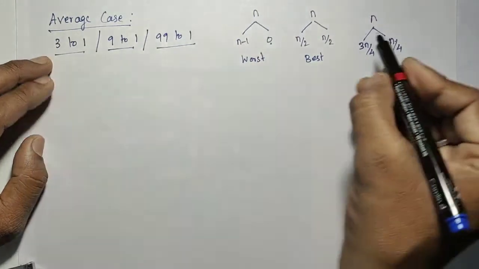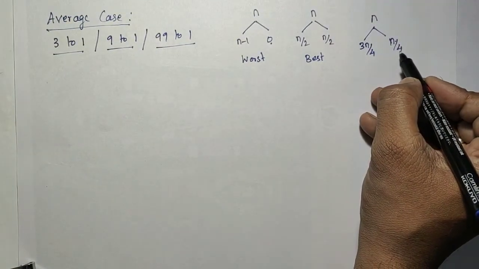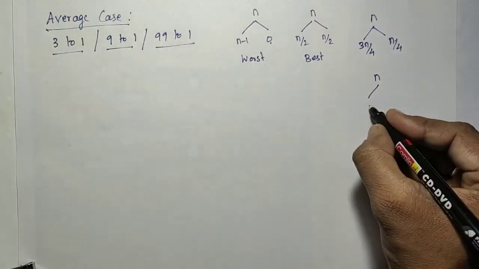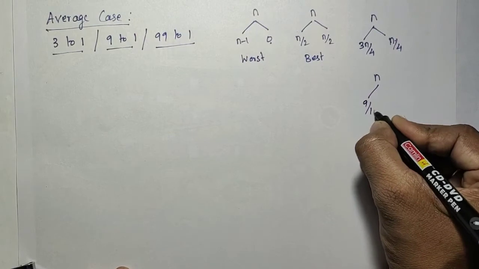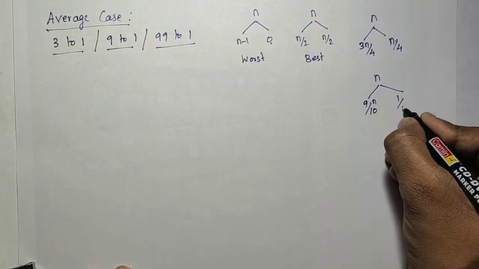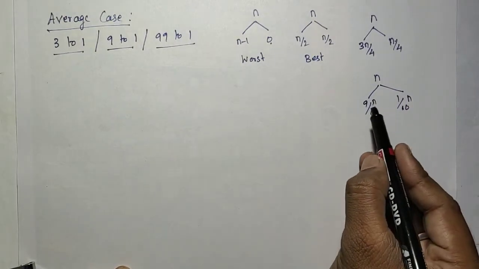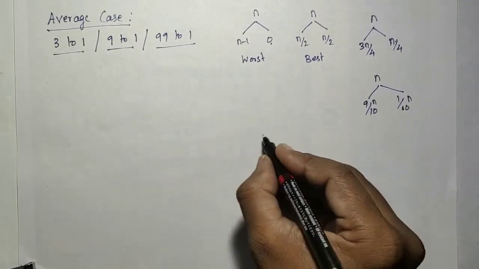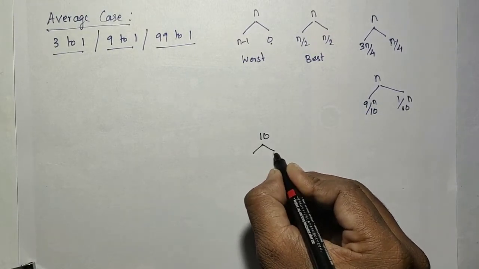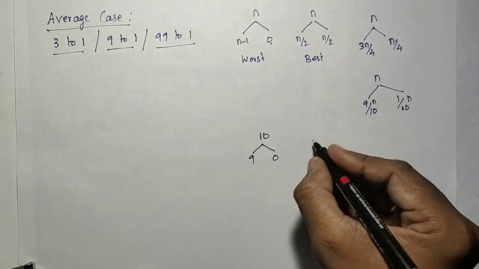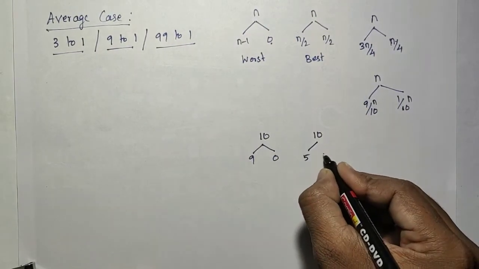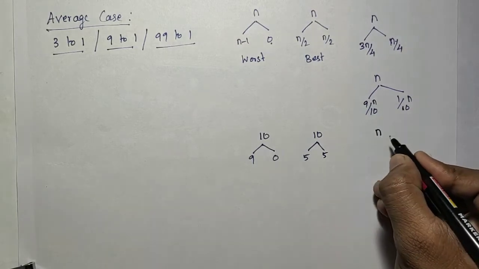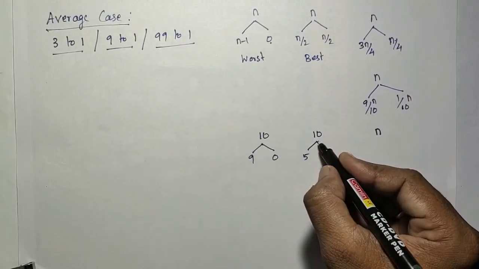So the input is divided in this proportion, 3 to 1. It means the first sub problem has size 3 by 4 and the second is the rest. Or n is divided in a 9 to 1 ratio: 9 by 10 of n is one sub problem, and 1 by 10 of n is the other. If 10 elements are there, in the worst case it is divided into 9 and 0, and in the best case into 5 and 5. In the average case we are going to assume n is divided into 3 by 4 of n. 3 by 4 of n means what?